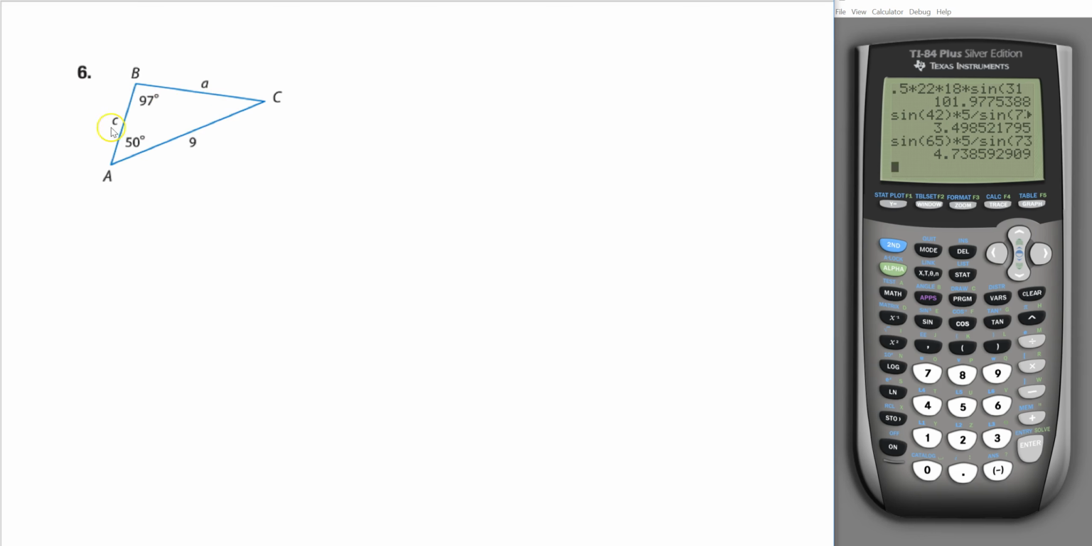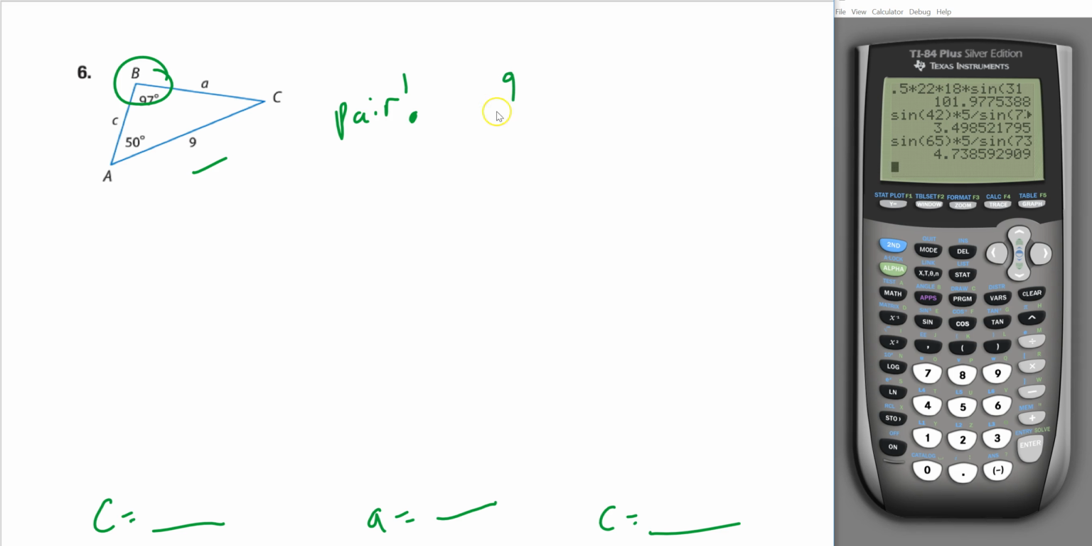So same idea here. I want to find everything that's missing. I don't have angle C. I don't have side A. And I don't have side C. I do have a pair already though. I have the B's. Woo! So I could do 9 over sine of 97 equals, now I can't do the C's yet, so I have nothing to do with the C's. But I could do the A's if I want. A over sine of 50. Let's multiply both sides by sine of 50.